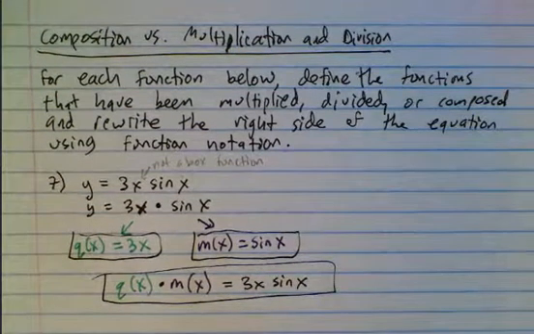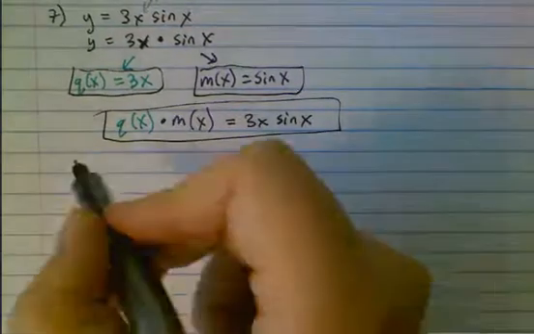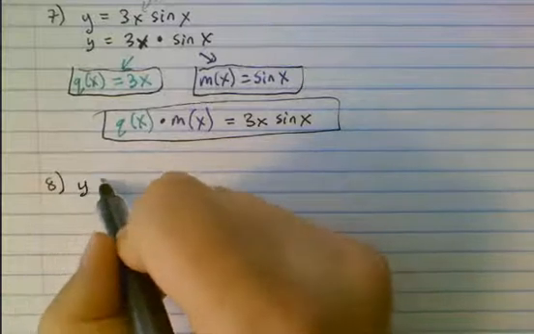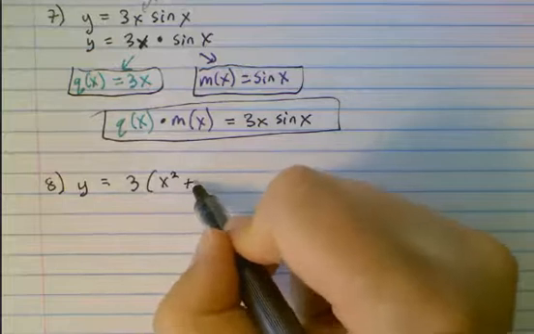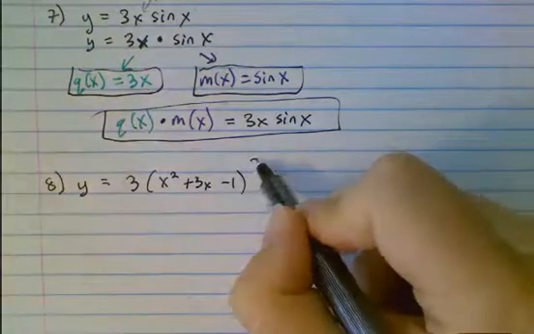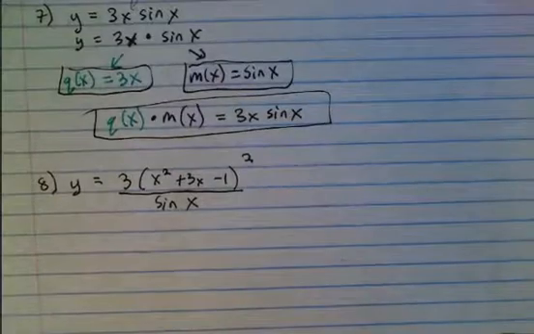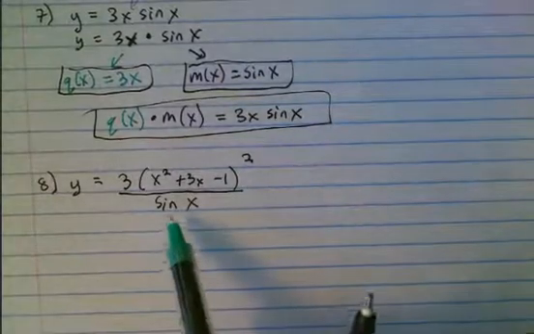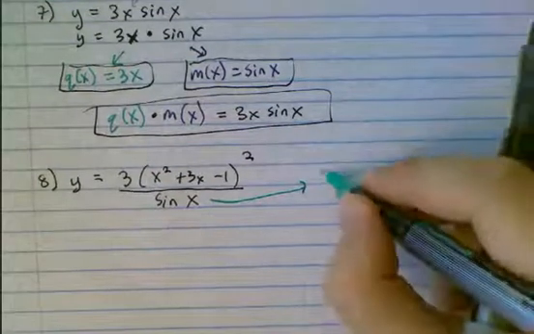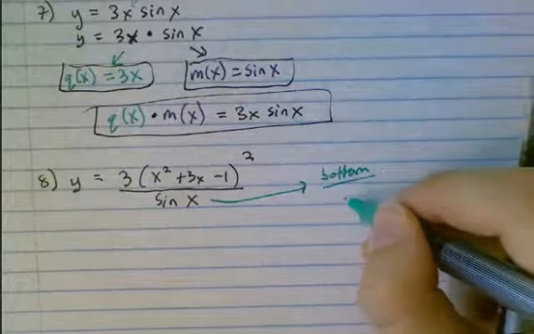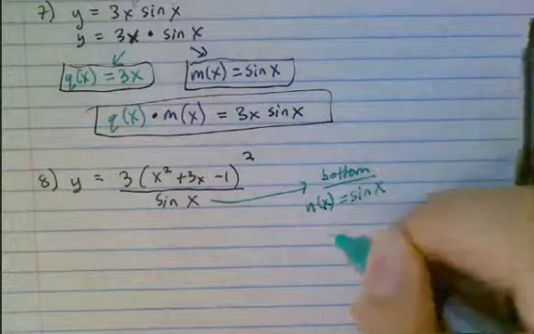Let's do another one of those. y equals 3x squared plus 3x minus 1 squared over sine of x. Well, notice here we pretty clearly have some division. So why don't we just take this one over here just for starters. We've got a bottom. Clearly something equals sine of x. Let's call it n of x, just for kicks.